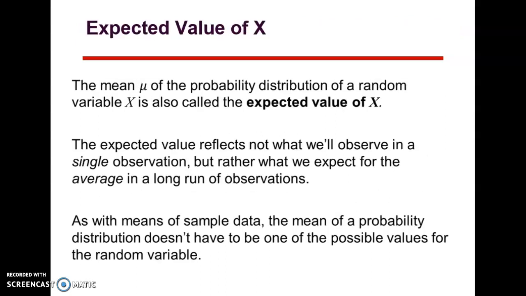It's also called the expected value of capital X. We don't say capital X, we just say expected value of X. So the expected value isn't about what we get in a single observation, but what we expect to average out in a long run of observations.